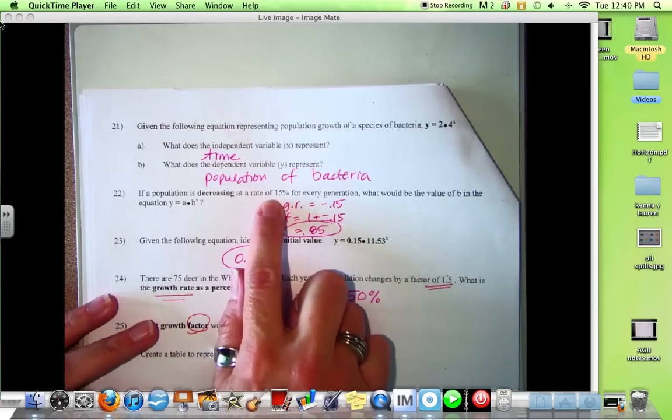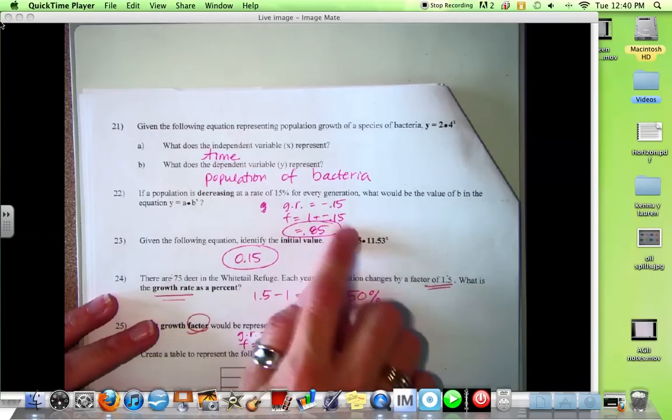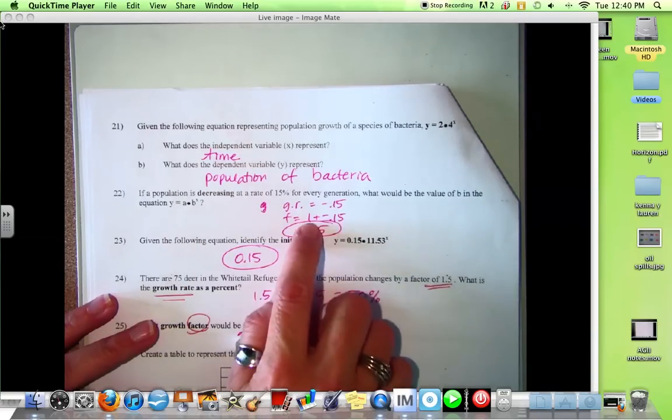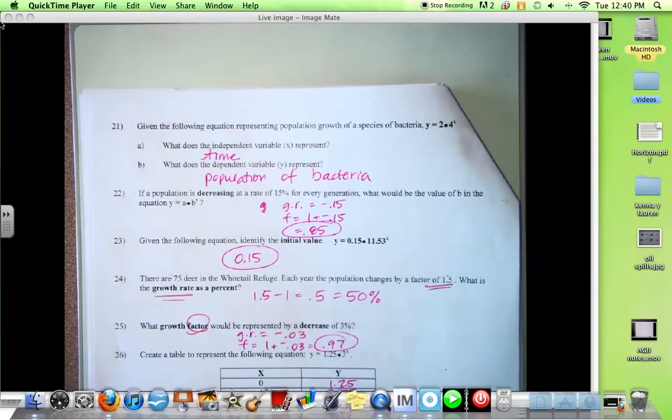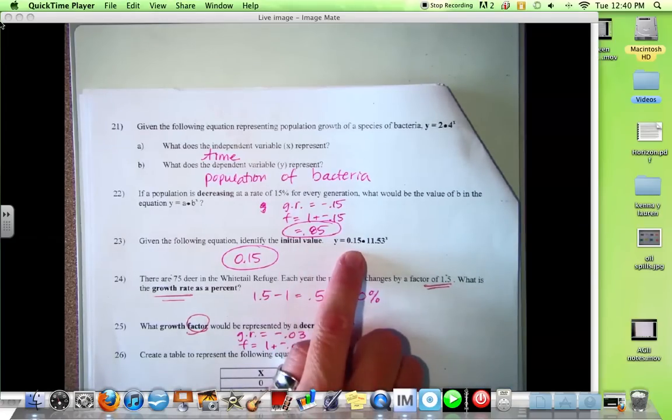So your growth rate is a negative 0.15 because it's decreasing. So negative 0.15 plus 1 gives you 0.85 for your factor. 23, your initial value is 0.15.